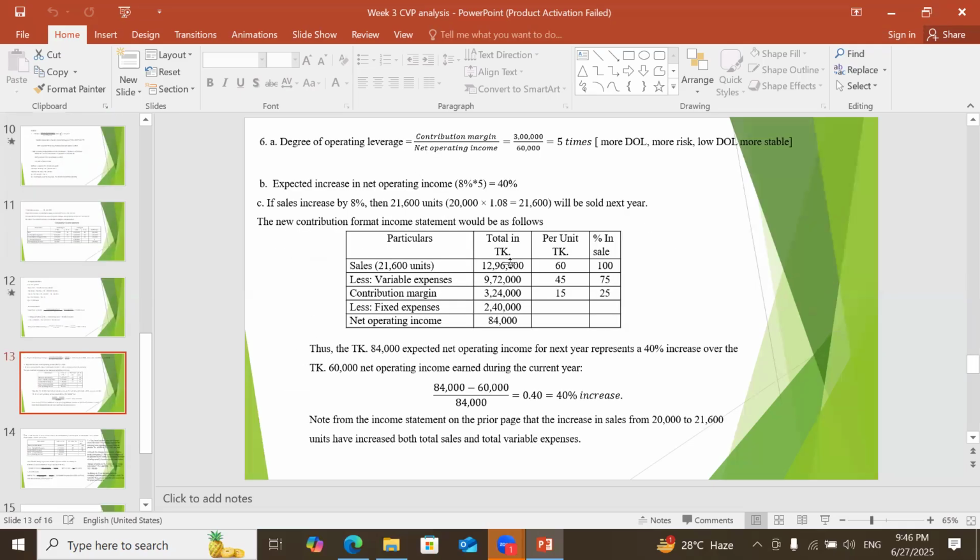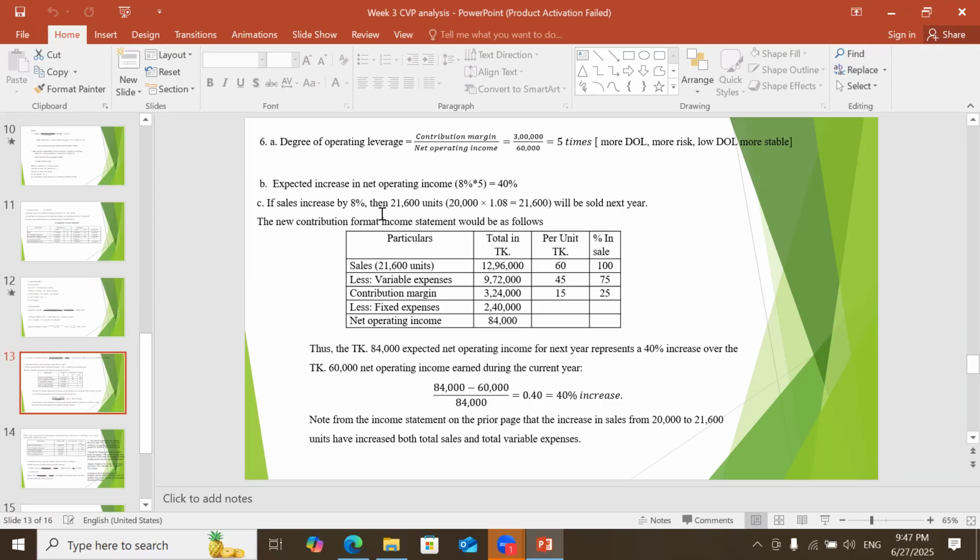This format is a contribution format income statement. The sequence here follows: sales, variable expense, then contribution margin, then fixed expense, then net operating income. This sequence of figures is the contribution format income statement.